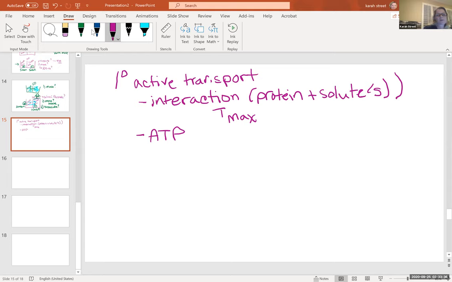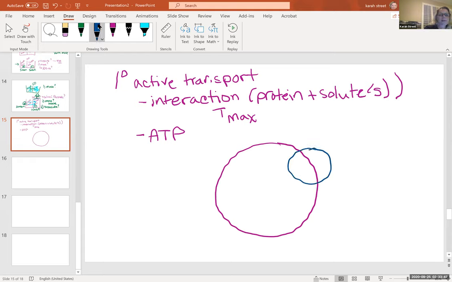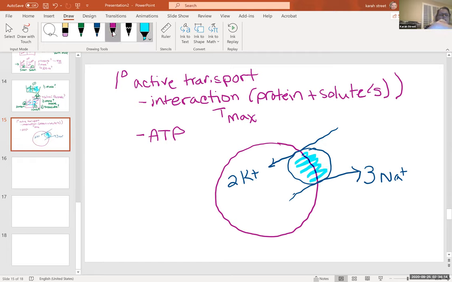And before we start, we need to realize if this is a cell, the sodium potassium ATPase moves three sodium out of the cell for every two potassium that are moved in. And ATP is used.